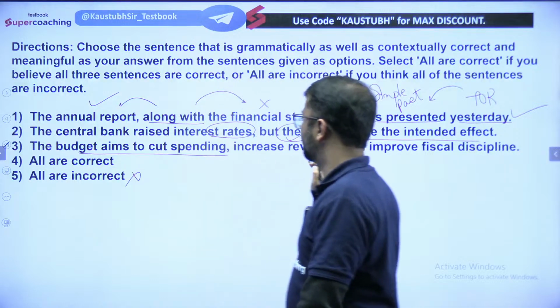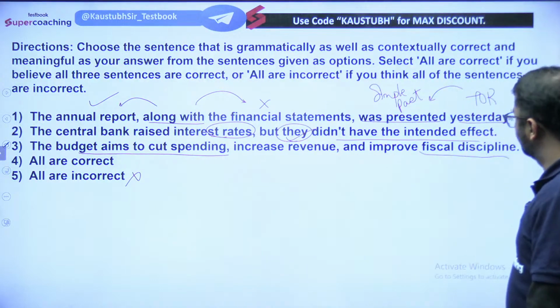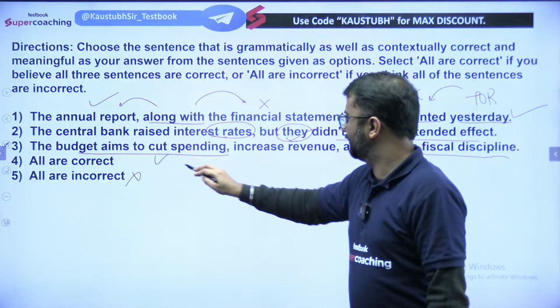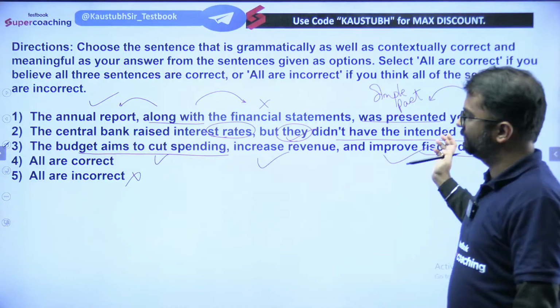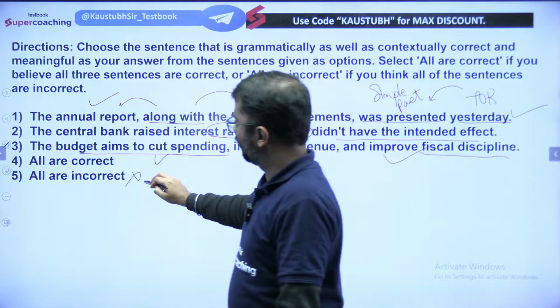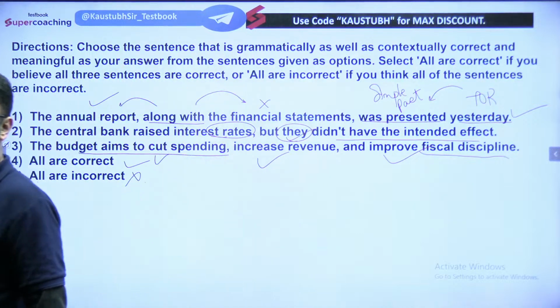The budget aims to cut spending, increase revenue and improve fiscal discipline. है ना? 2 plus V1, 2 plus V1, 2 plus V1. Parallelism is written correctly. So option number 4 is the right answer.